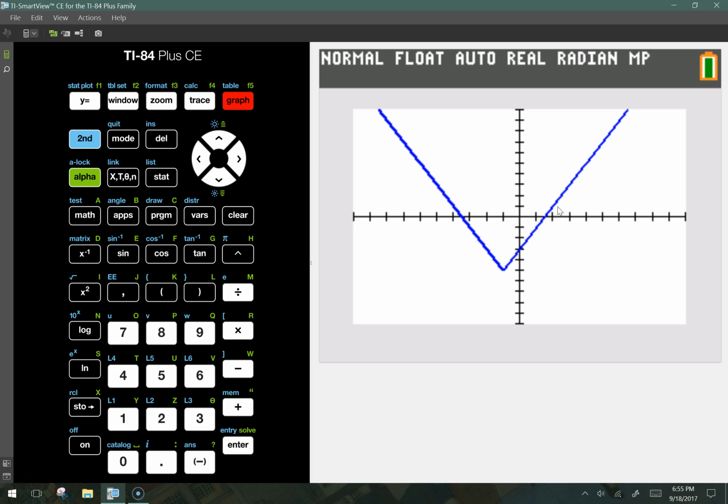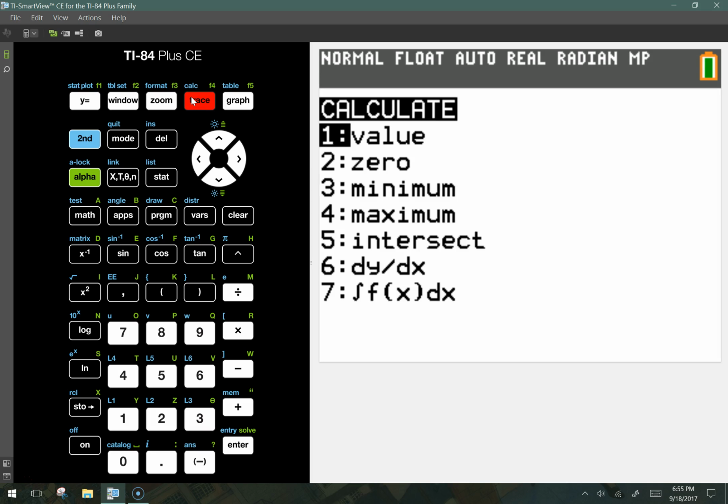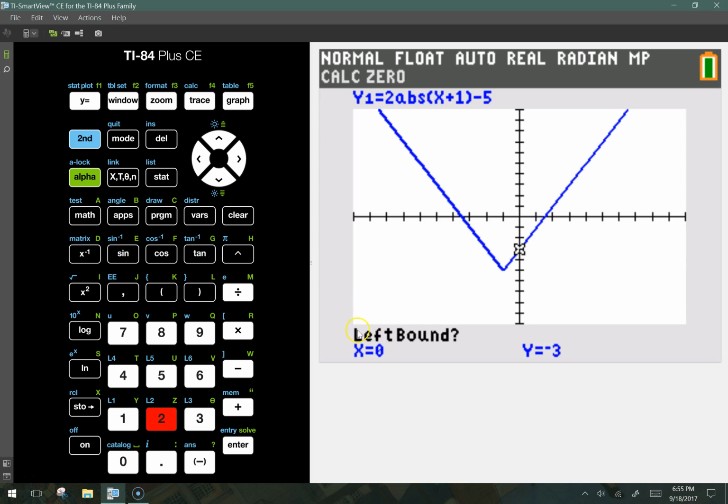All right, so if I would like to find this first x-intercept, this 0 that's on the left here, I'm going to go to second and then trace, and then I'm going to choose the second option here for zeros. Now when I do that, it's going to ask me a few questions that I need to answer. The first question it's going to ask is for the left bound.